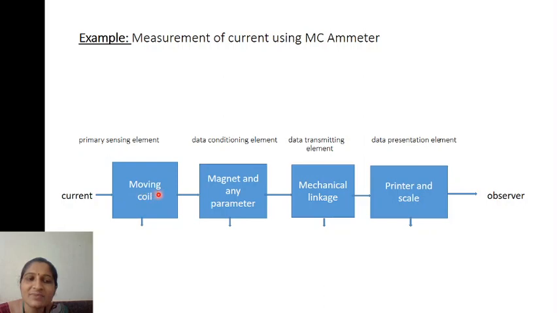That current is given to the moving coil. This moving coil will be moving under the magnets. The magnet and the moving coil are nothing but the data conditioning elements here. The mechanical linkages like the springs and the pointers are all mechanical linkages, so that the pointer will be moved over the scale which is given on the top of the meter. This is nothing but the presentation element. If you want to print the data also, you can connect a printer here so that you can print the data, and this can be observed by the observer. Okay, this is the measurement of current using an MC ammeter.